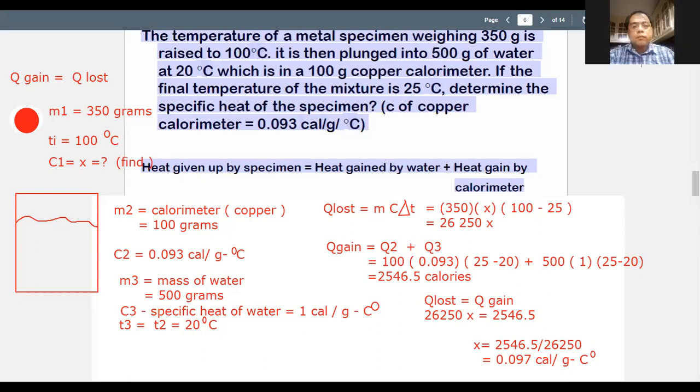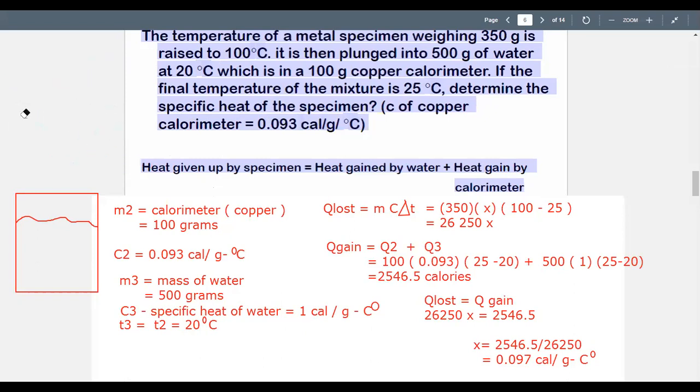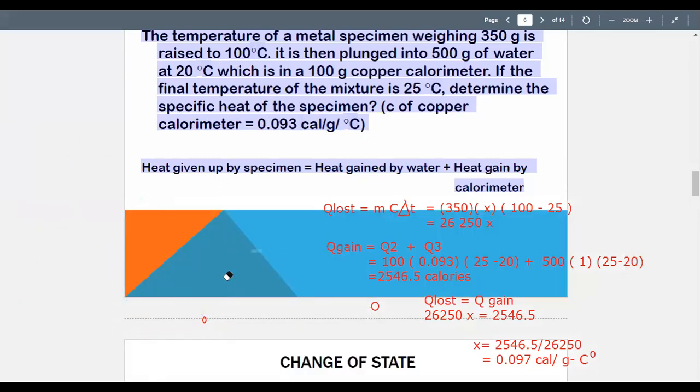Okay, so let me scroll this down. I think I'll erase this one. So are you done copying this? Yes, sir.